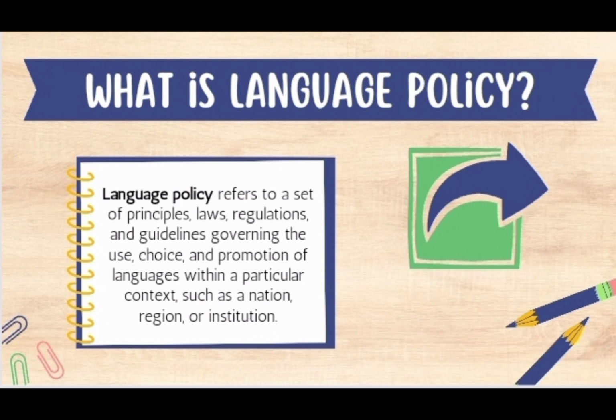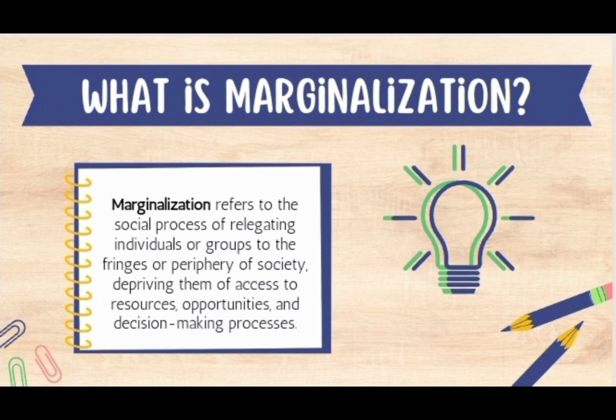So first, what is language policy? Language policy refers to a set of principles, laws, regulations, and guidelines governing the use, choice, and promotion of languages within a particular context, such as a nation, region, or institution. Language policies aim to regulate linguistic diversity, promote language standardization, facilitate communication, preserve cultural heritage, and address issues of social inclusion and equity. And what is marginalization? Marginalization refers to the social process of relegating individuals or groups to the fringes or periphery of society, depriving them of access to resources, opportunities, and decision-making processes.